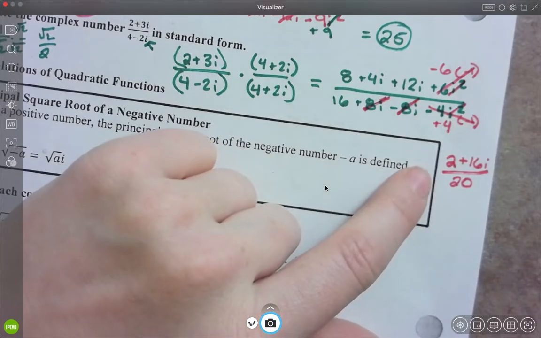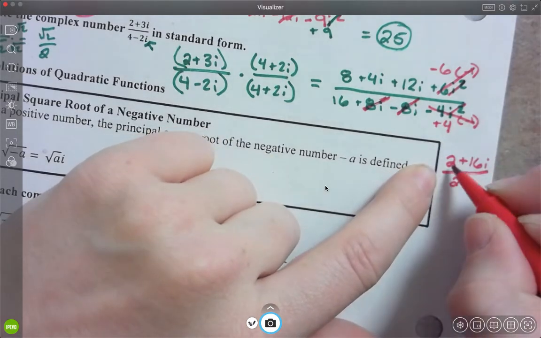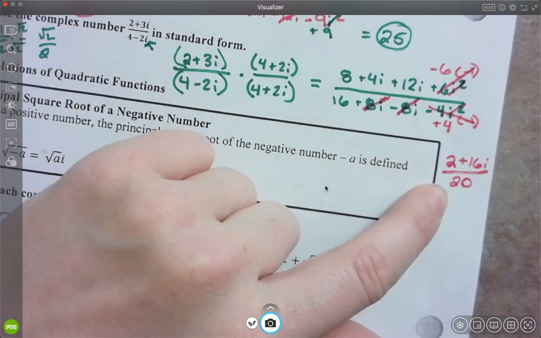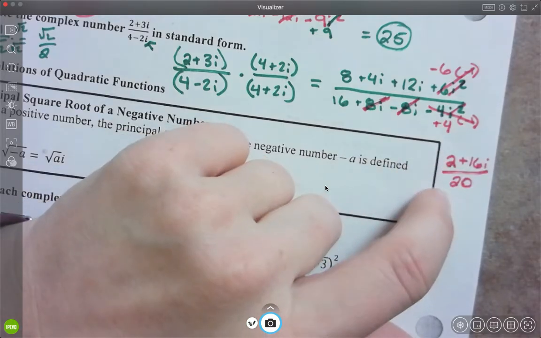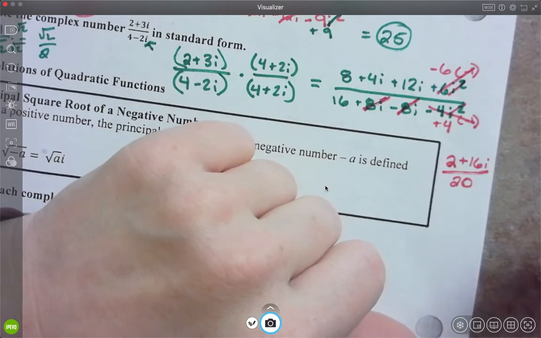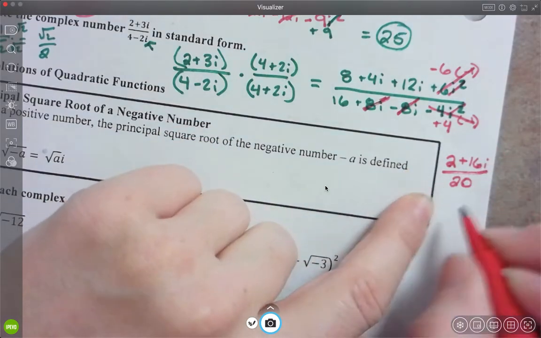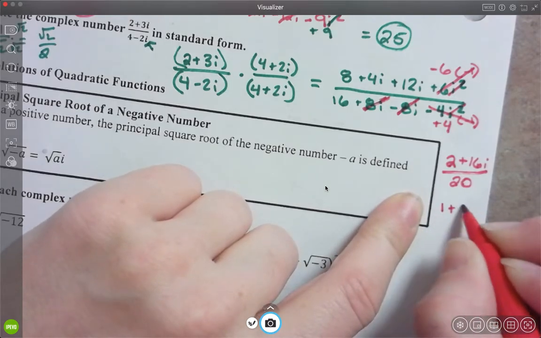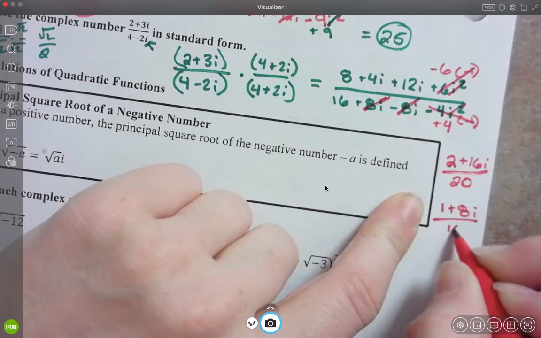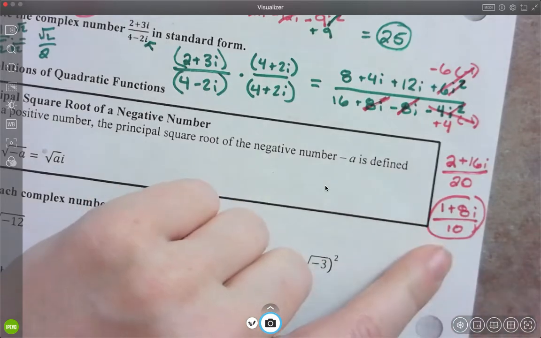He looks like he's done because there's no i in the bottom, but if you'll notice, each one of these three numbers is divisible by 2. Okay? And you have to be able to divide all three pieces by 2, otherwise it doesn't work, or divide by any of the numbers, right? So 2, 16, and 20 becomes 1, 8, and 10. And this is your final answer.